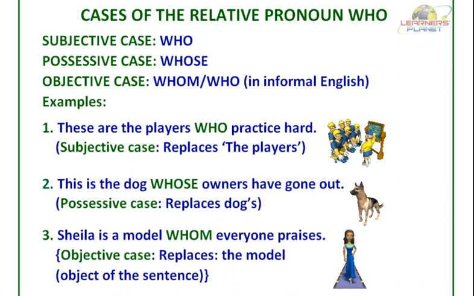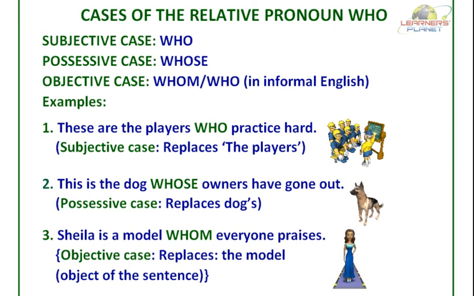Relative pronouns also differ according to the case. If the relative pronoun is used for the subject of a sentence, it is said to be in the subjective case. The form of the relative pronoun in the subjective case is who. If the relative pronoun replaces a possessive noun, it is said to be in the possessive case. The form of the relative pronoun in the possessive case is whose.